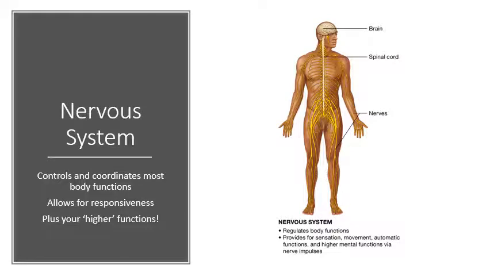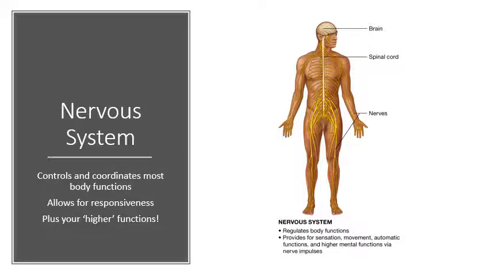Then you have the nervous system, which includes the brain, the spinal cord, and all of the nerves in your body that are connecting the different parts of your body to the brain and spinal cord. The nervous system is important for controlling most of your bodily functions. So most organs in your body are going to be contacted by nerves in some way or another, and their function will be controlled or regulated by those nerves and by the brain and spinal cord.